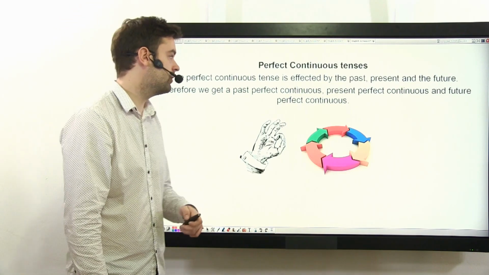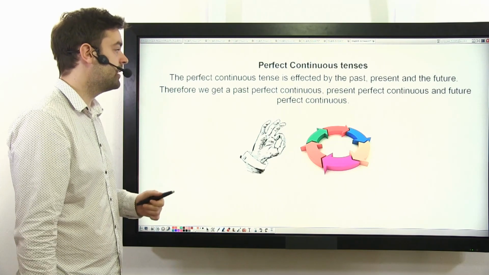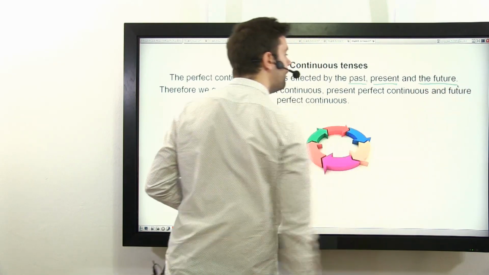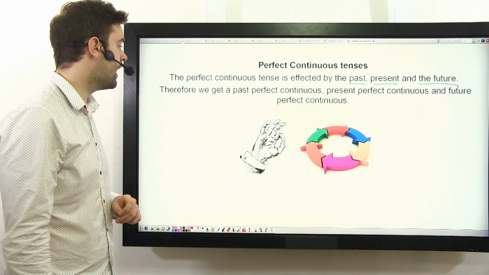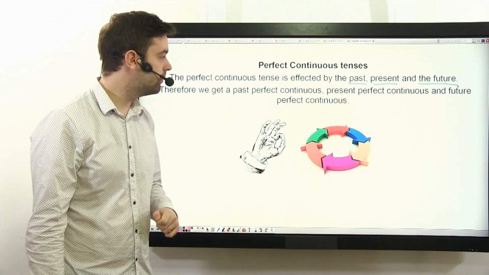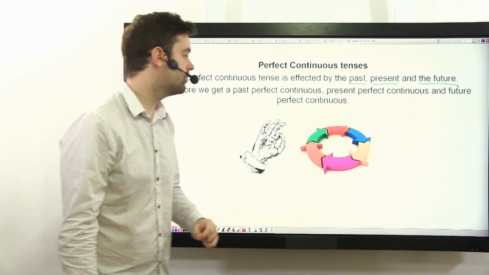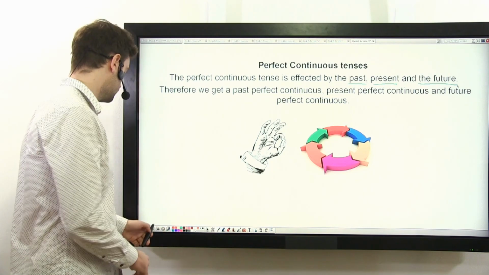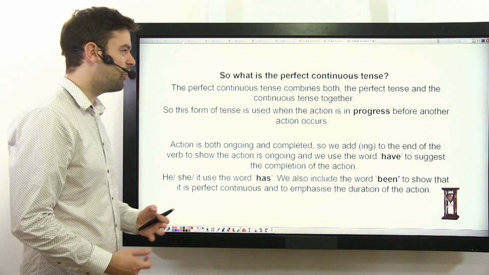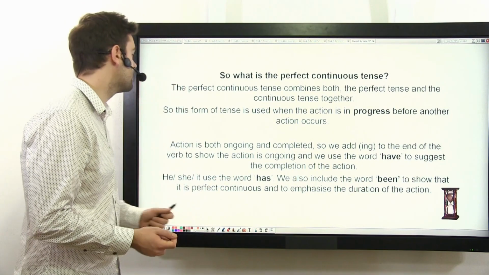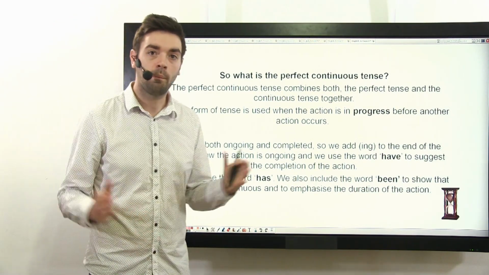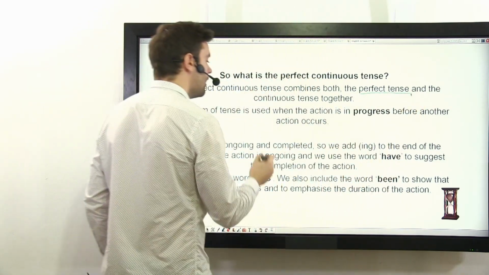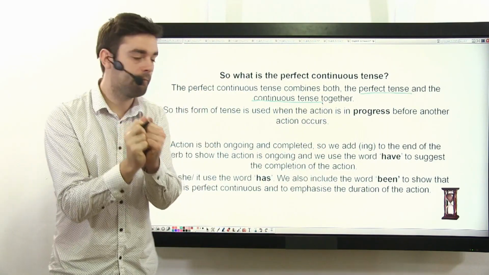The perfect continuous tenses. Well, the perfect continuous tense is affected by the past, present, and the future. Therefore, we get a past perfect continuous, a present perfect continuous, and a future perfect continuous. So what is the perfect continuous tense? Well, the perfect continuous tense combines both the perfect tense and the continuous tense together.